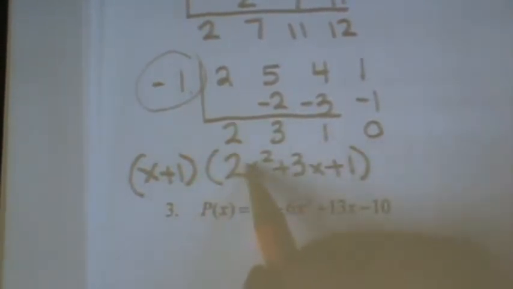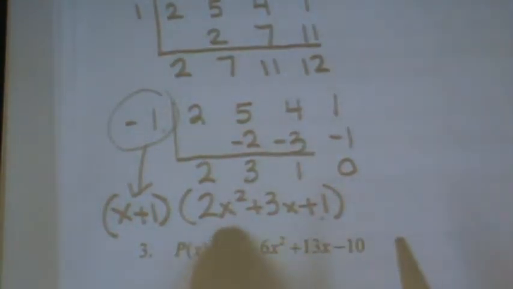So it's 2x squared. Why squared? Because I started with cubed, so you go 1 degree less. And then the numbers, these are the coefficients, 2, 3, 1. And this is this factor right here. Now what you're going to try to do is factor this. I think it's factorable. Anyone know how to factor this?